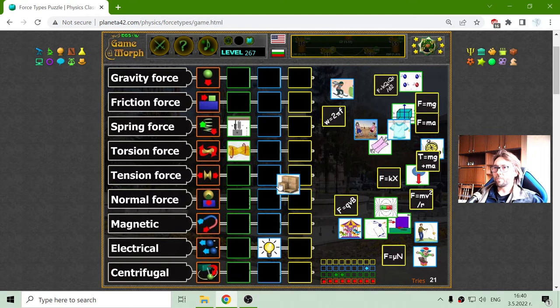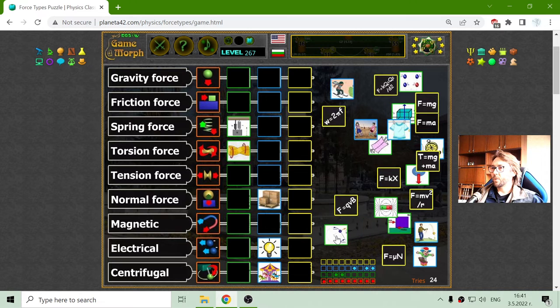Okay, I have a wardrobe. That wardrobe is probably normal force. Excellent. This is the kid's toy. That should use centrifugal force. Also, I have this hint of the arrangement. Okay, what is this stuff? I'm just guessing now. This is centrifugal.